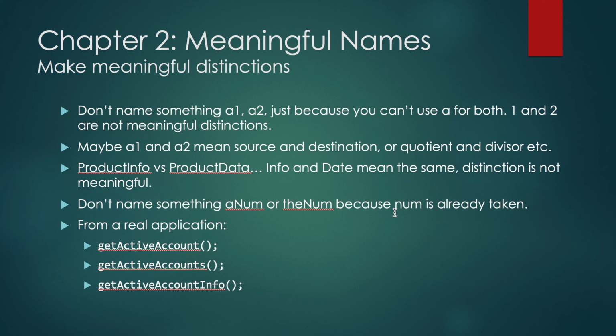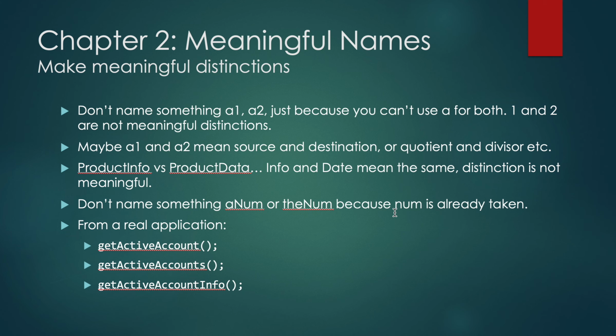Let's say, just because you need to name two variables A and you can't do that, don't name them A1 and A2, right? Numbers 1 and 2 don't tell me how A1 and A2 are different. Maybe these are two file names in a copy function that takes two arguments. Instead of naming them A1, A2, maybe you can say source and destination, right? Using source and destination makes a distinction between these two variables that tells me the meaning. So it's a meaningful distinction.